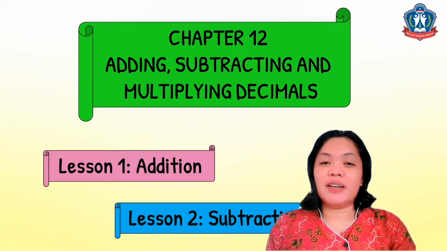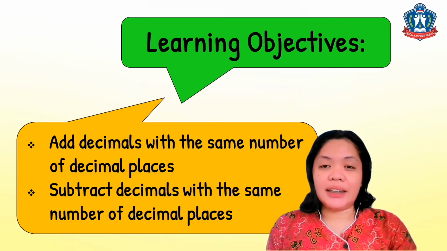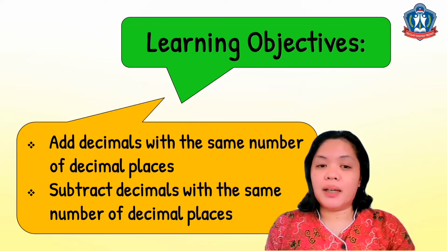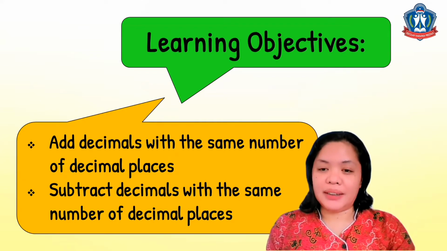We are now on chapter 12. It talks about adding, subtracting, and multiplying decimals. In this video, you will learn two lessons. Lesson 1, addition of decimal numbers, and lesson 2, subtraction of decimal numbers. Here are the learning objectives: to add decimals with the same number of decimal places, and to subtract decimals with the same number of decimal places.